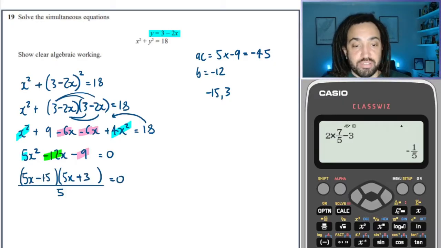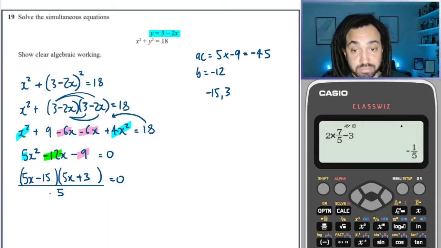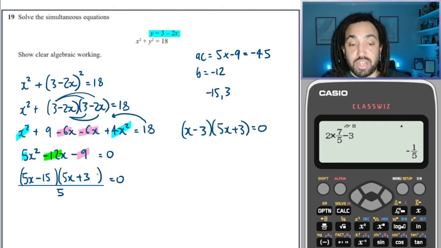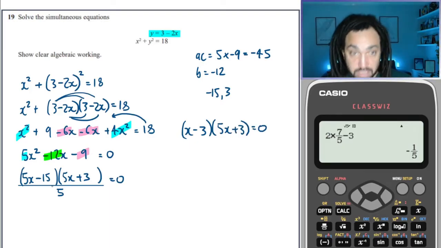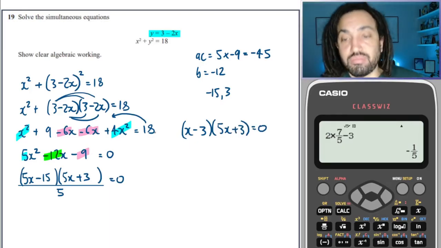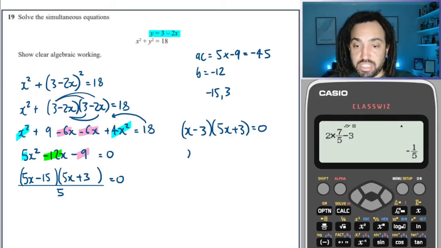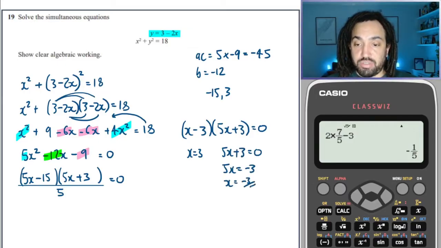And then we need to figure out which bracket can I divide by 5. Well, it's the one on the left. When I divide that through by 5, I get x minus 3. And this one I can keep exactly the same. And just dividing one bracket by 5 is enough to divide the whole thing by 5. Okay, so this tells me that x equals 3. This one, to solve it, would equal 0. So 5x would equal minus 3. So x would equal minus 3 over 5.